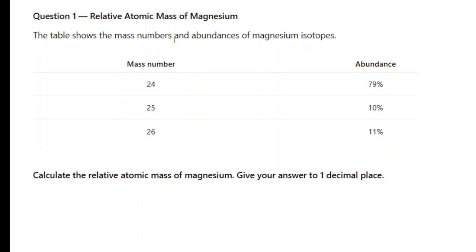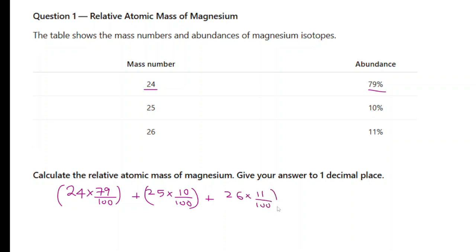The table shows the mass numbers and abundances of magnesium isotopes. So we know magnesium 24, 79%. So you just need to multiply them. 24 multiplied by 79%, add 25 multiplied by 10%, and to that we are going to add 26 multiplied by 11%. Now if you check the percentages, 79 and 10 is 89, and 11, you can see they all add to 100%. So all you need to do is put this in the calculator.